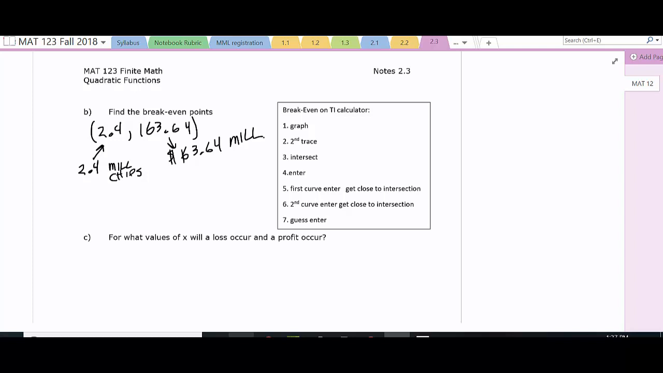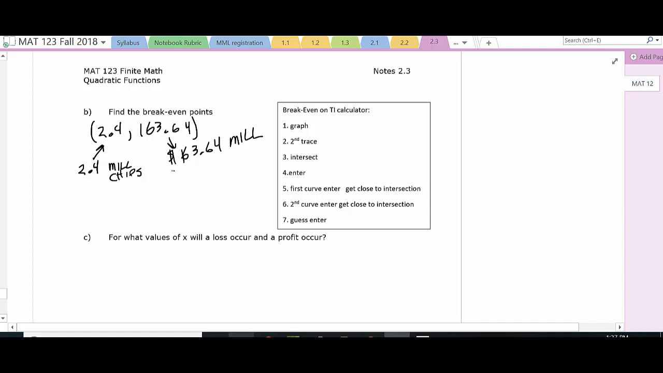So I'm going to go second, trace. Option 5 is intersect. Now see what I'm going to do is I'm going to move my cursor until it's real close to that second break-even point. Like that. So I just keep moving over there. And you want to get pretty close to it because it might not calculate it right. So wait until I'm pretty close. Now see, once I'm pretty close, I press enter. And then it should jump down to the next curve. Then you press enter again, and then you press enter again. So what I'm getting on the second break-even point is going to be this then.